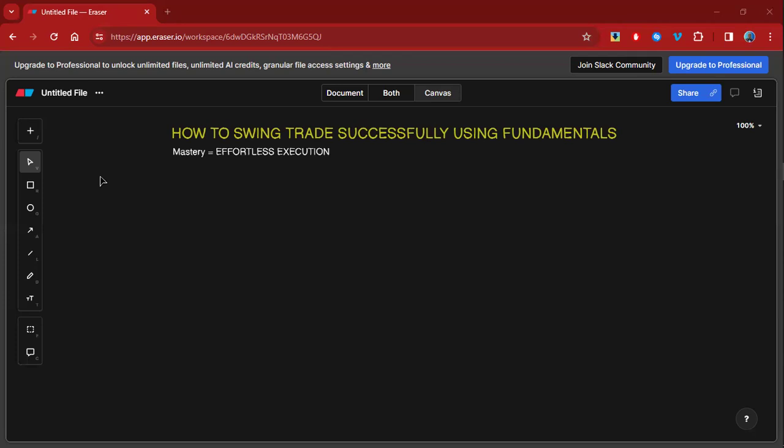So a few minutes before the news release, applying what I had learned from the video I had watched on YouTube, I actually placed a buy stop above price, a sell stop below the price. I can't remember the name of the actual strategy. And then I waited for the actual news release. So buy stop above price, sell stop below the price.